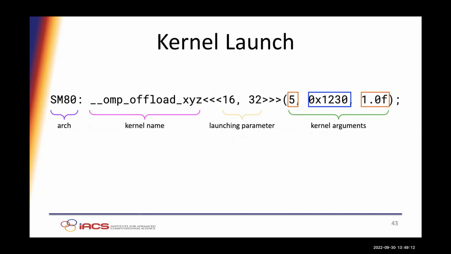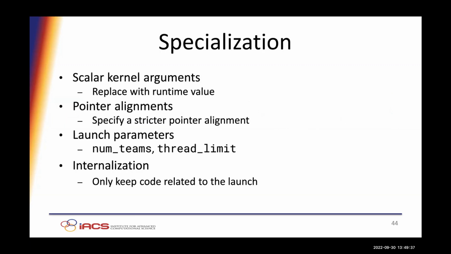I will use this simple CUDA kernel launch as an example. When we launch a kernel, we know the kernel function, of course, the launching parameters and the kernel arguments. Here we have three arguments: an integer, a pointer, and a floating point value. Since we already know those values, we could use them to update the kernel function. Specifically, for the scalar argument, we replace it with the actual runtime value.